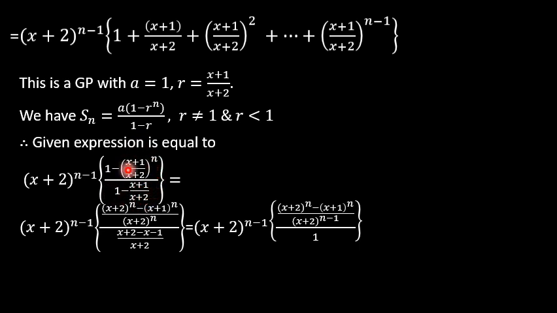In the numerator, let us take the LCM, which is (x+2)^n. So the numerator becomes (x+2)^n into 1, that is (x+2)^n minus (x+1)^n, divided by (x+2)^n. And the denominator is 1 minus (x+1)/(x+2), which is (x+2) into 1, that is (x+2) minus (x+1), that is minus x minus 1, divided by (x+2).